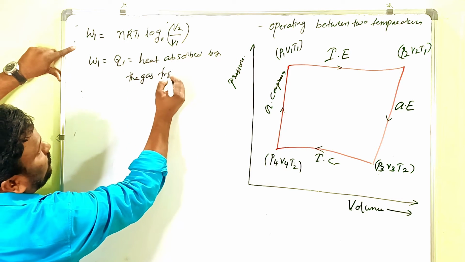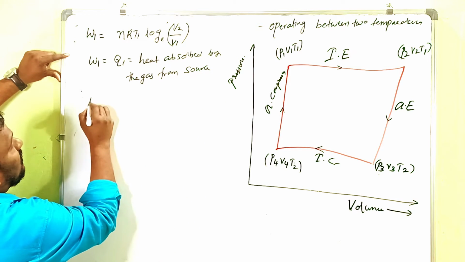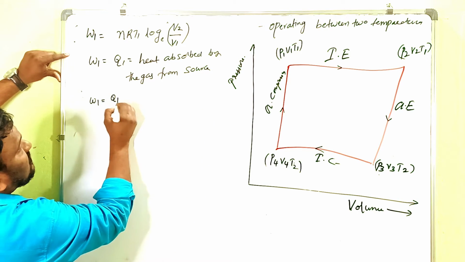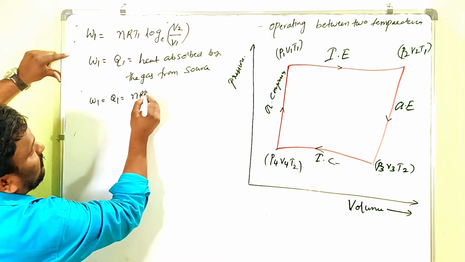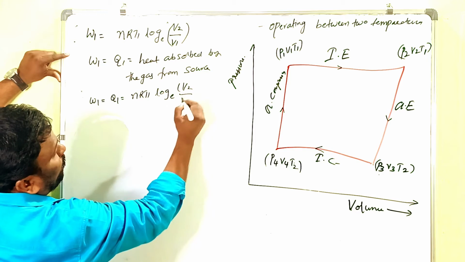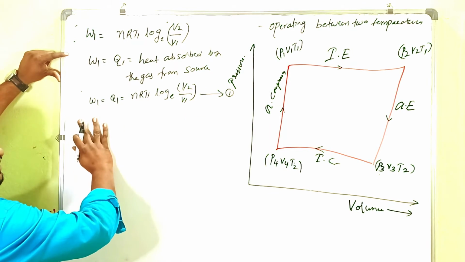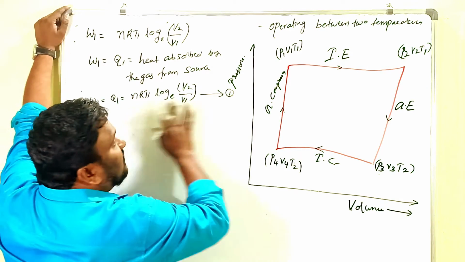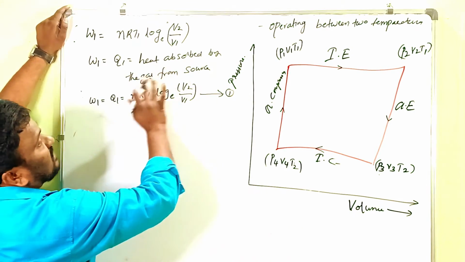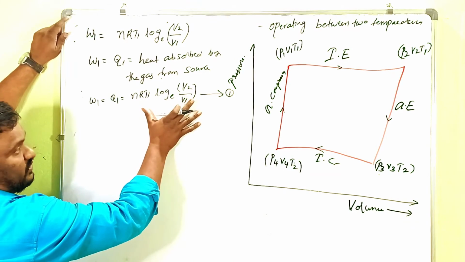So therefore write W1 equals Q1 equals nRT1 log of V2 by V1. This is the first step: the work done by the ideal gas is the heat absorbed by the gas from the source. W1 equals Q1.